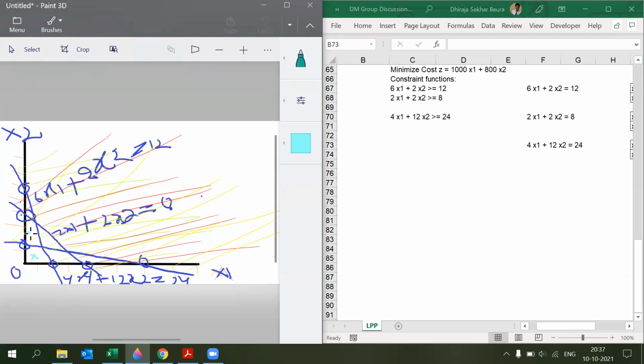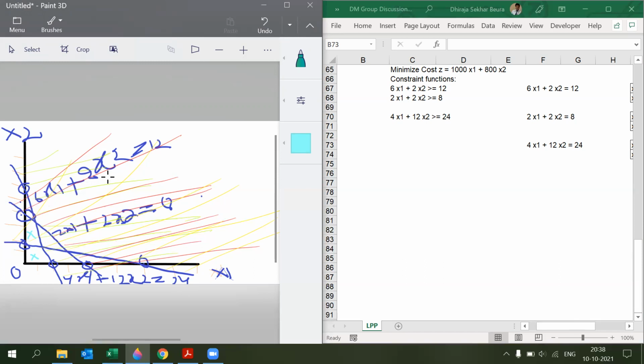Let's talk about this region. What do you think about this? No. Why not? Nothing is there. All regions are not feasible. So which region is actually feasible? 4x1 plus 12x2 is equal to 24. Only that region is feasible there. The other two, if you look at it, are not even touching that. Can you see it?